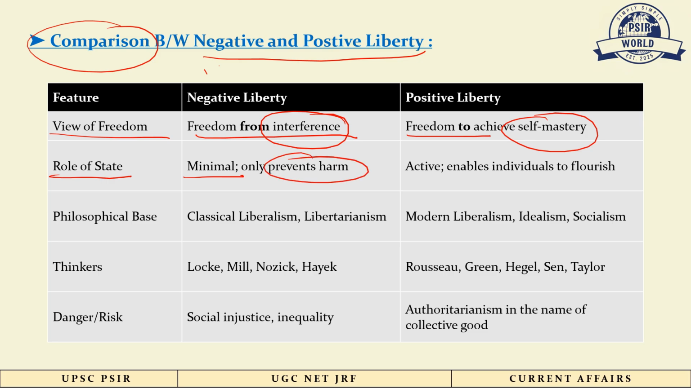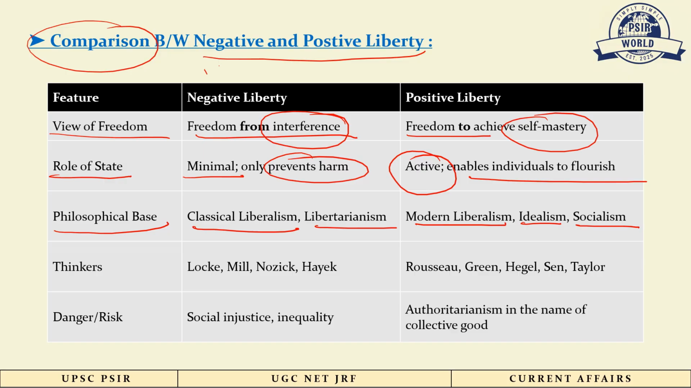Whereas in positive liberty, the state's role is active. It means the state can intervene. And why will the state intervene? It will enable individuals to flourish. The philosophical base for negative liberty comes from classical liberalism or libertarianism, whereas for positive liberty, it comes through modern liberalism, idealism, and socialism.